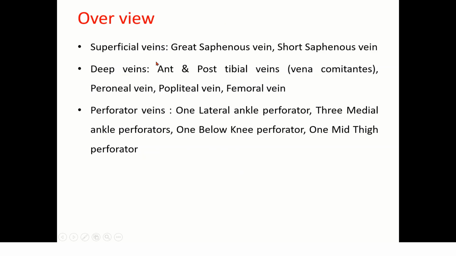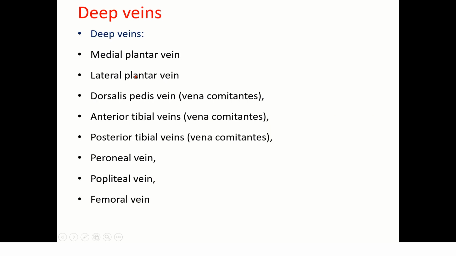The superficial veins are the great saphenous vein and the short saphenous vein. Deep veins are the anterior and posterior tibial veins. They lie as venae comitantes; they are not single veins, they appear as venae comitantes accompanying the artery. Then the peroneal vein, popliteal vein, and femoral vein. Below the knee joint they are venae comitantes, and above the joint they are single veins, except the peroneal vein. Perforator veins: there is one lateral ankle perforator, three medial ankle perforators, one below knee perforator, and one mid thigh perforator. Deep veins are the medial plantar vein, lateral plantar vein, dorsalis pedis vein, anterior tibial veins, posterior tibial veins, peroneal vein, popliteal vein, and femoral vein.